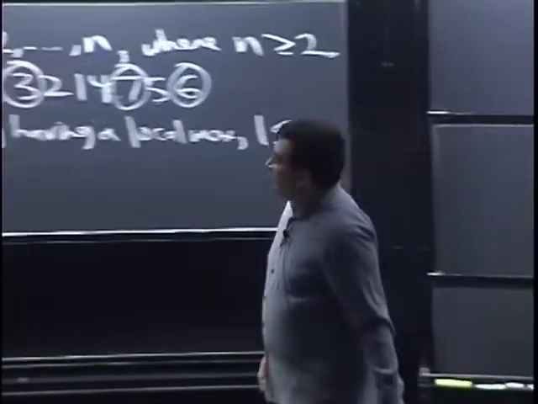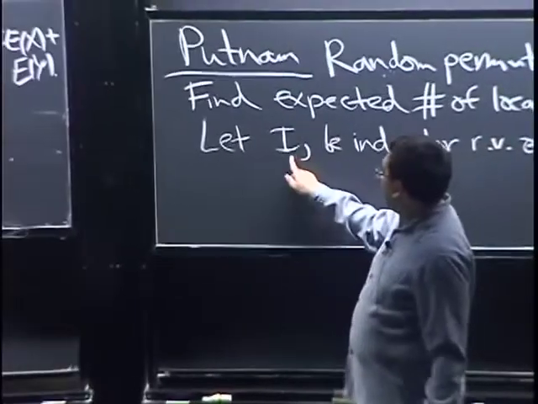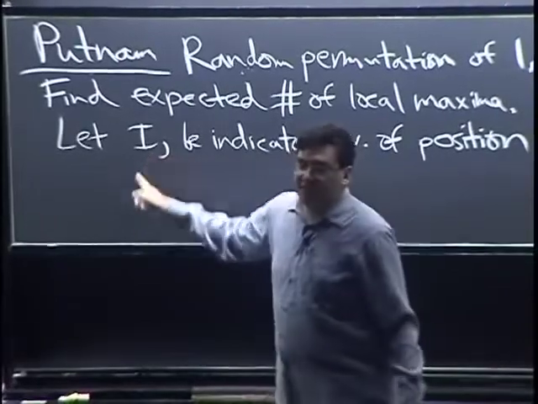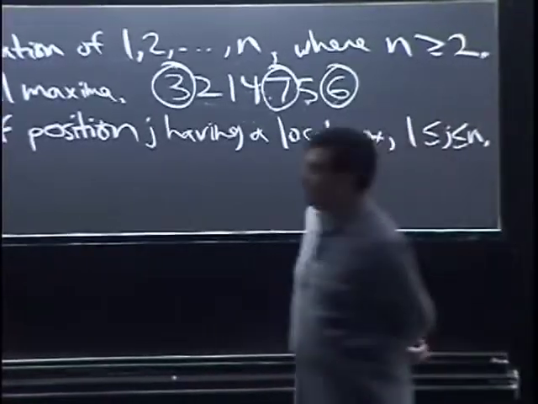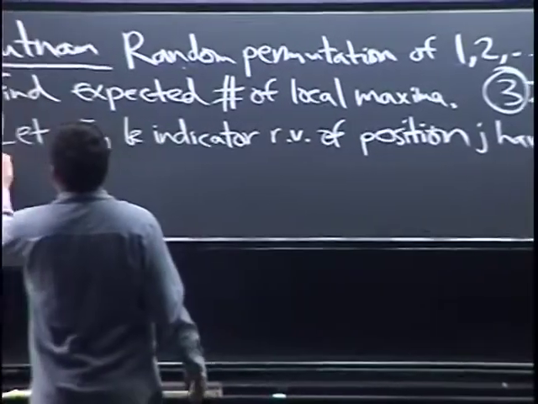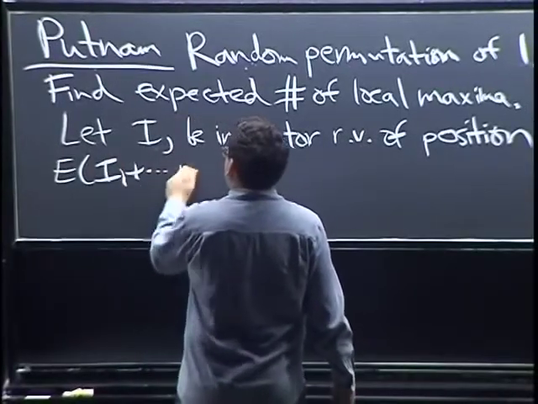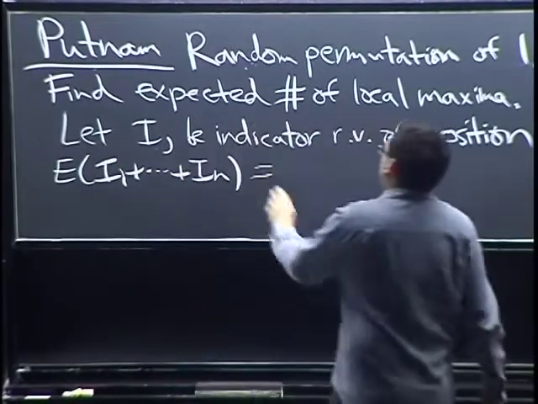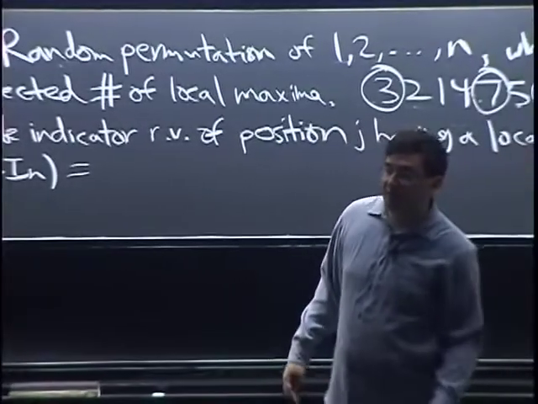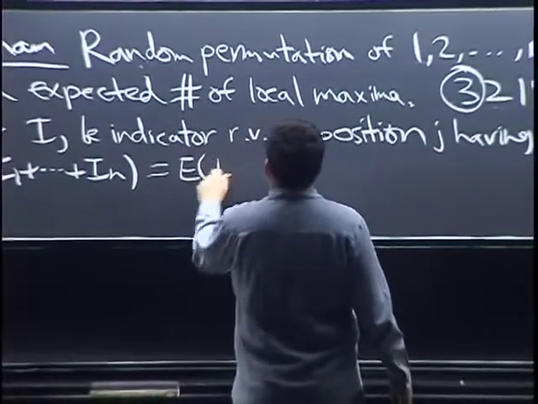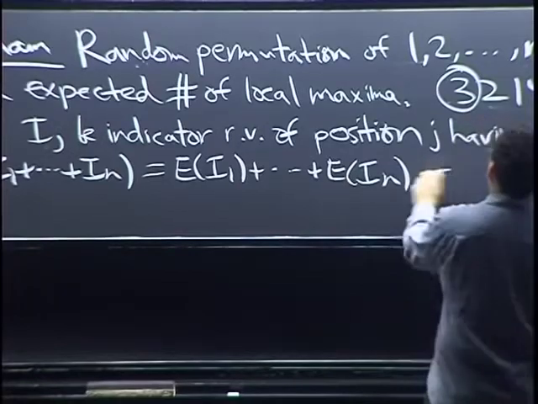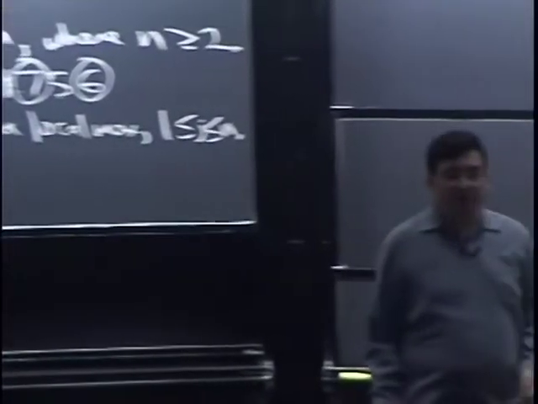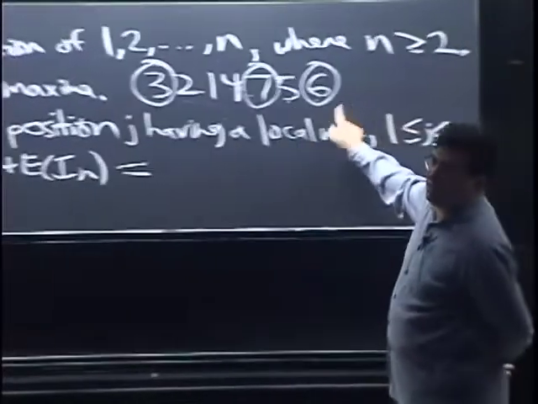Now, the sum of these I_j's is the number of local maxima, right? That's what we're trying to count. So what we're interested in is the expected value of I_1 plus blah, blah, blah plus I_n. And by linearity, that's just E of I_1 plus E of I_2 plus ... plus E of I_n. Now, the main thing we have to be careful about here is to split it into two different cases, because we have these endpoints and we have these non-endpoints, right?